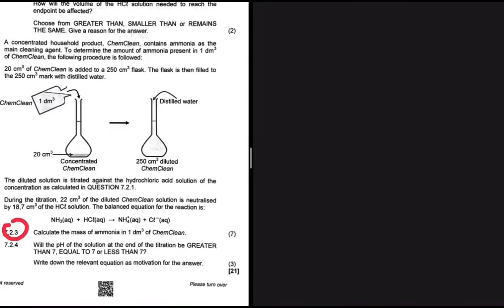And then the diluted solution is titrated against the hydrochloric acid solution of the concentration as calculated in 7.2.1. So now we actually have to go to 7.2.1 and calculate that concentration. And then during the titration, 22 centimeter cube of the diluted ChemClean solution is neutralized by 18.7 centimeter cube of the HCl solution. So before we unpack this question, let's go to 7.2.1 and calculate the concentration of the hydrochloric acid that was used.